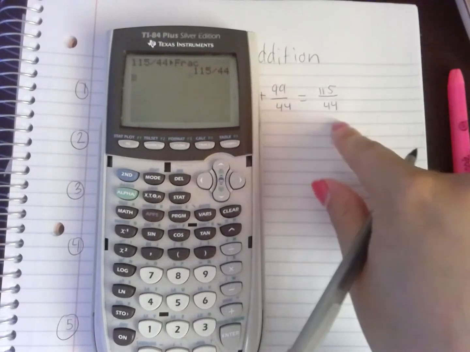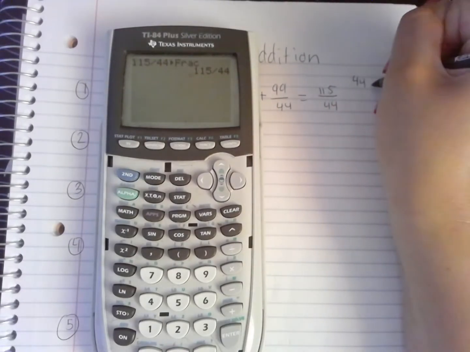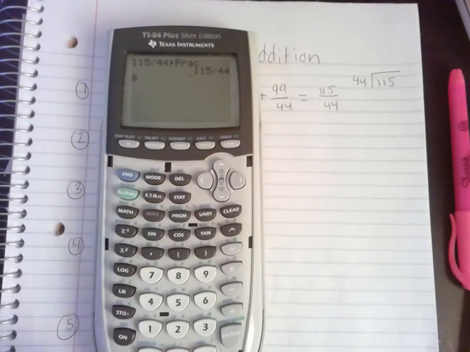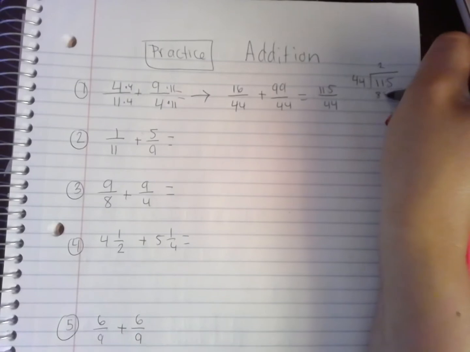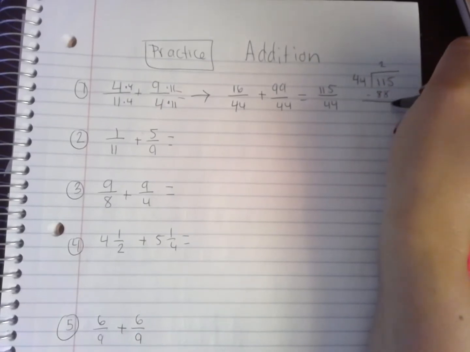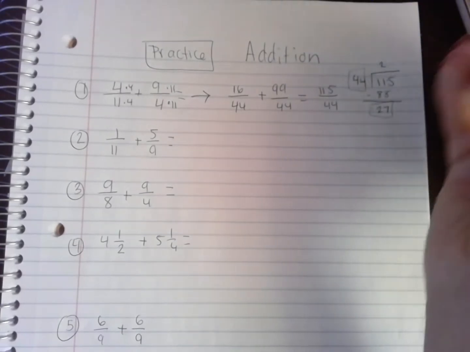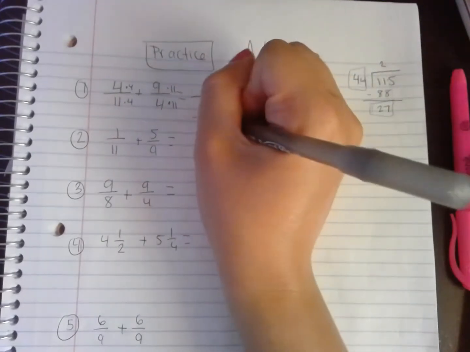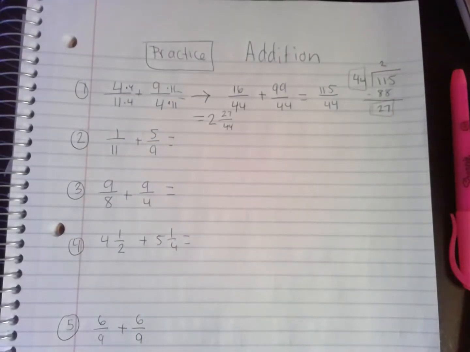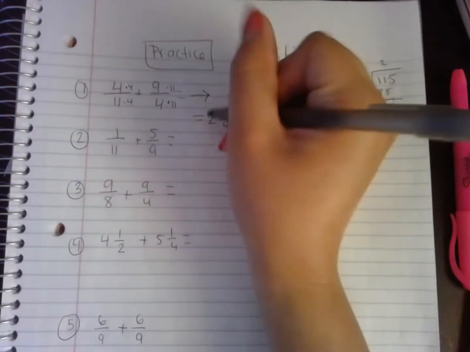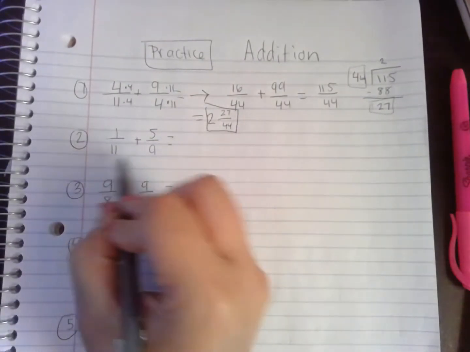Just for practice, I want you guys to get used to turning this into a mixed number. In order to turn this into a mixed number, remember you have to use long division. So 44 goes into 115 twice, so that would give me 88. So I'm going to subtract 115 minus 88, and that would give me 27. So I have a remainder of 27 over 44. So that means that my answer is going to be 2 and 27 over 44. I'm going to figure out if this needs to be changed. That is your answer.